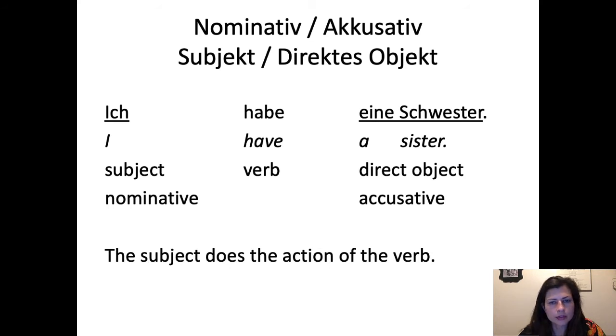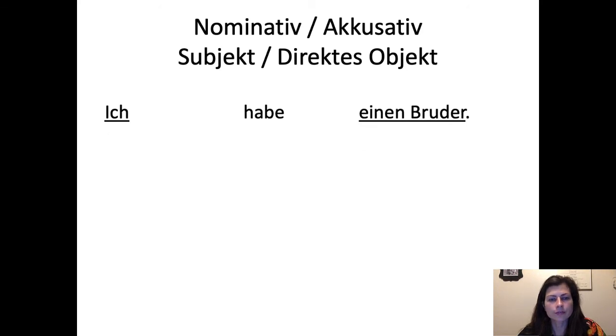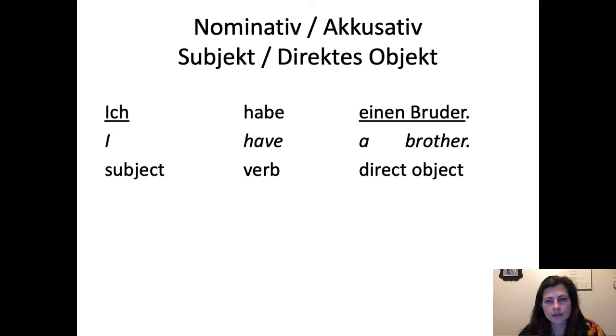How do you find the subject? Well, you look at the verb first, and you say, who does the action of the verb? Who has? That's ich. Ich is the subject because it does the action of the verb. And then the direct object receives the action of the verb. So I have what? Who or what is receiving the action of my having? Eine Schwester. The direct object you identify because it receives the action of the verb directly. So, ich habe einen Bruder, same thing. That would be the subject, ich, and then the verb. And then einen Bruder is the direct object. So the direct object is in the accusative.